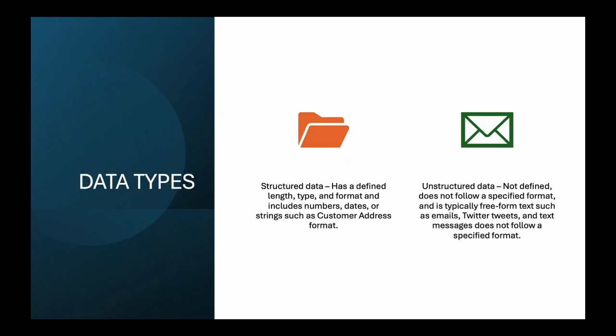عندك data types: structured and unstructured data. يعني عندك منظمة أو غير منظمة. Structured data هي المنظمة. Defined length, type, and format, includes numbers, dates, and, for example, customer address format. Unstructured data غير منظمة، ما عندها specific format, typically free form such as email, Twitter tweets, and text messages.